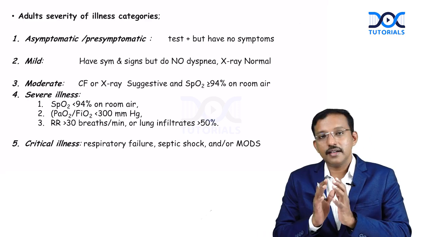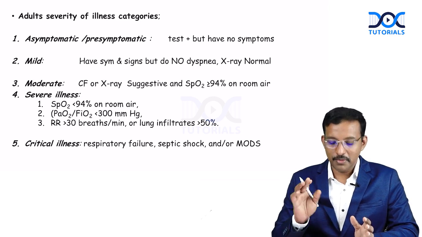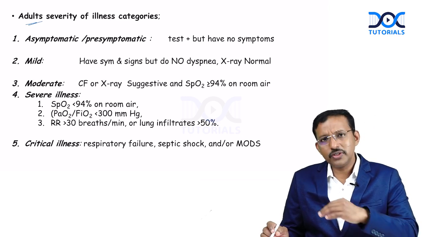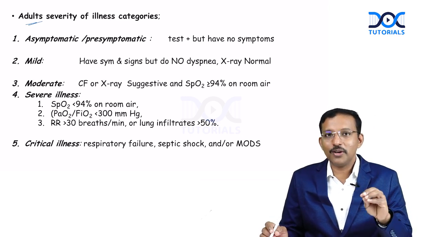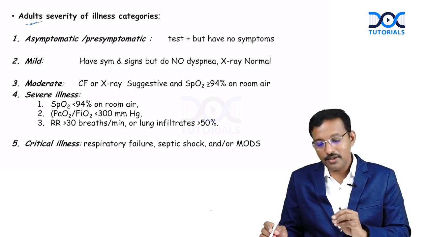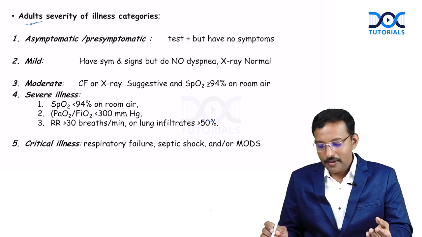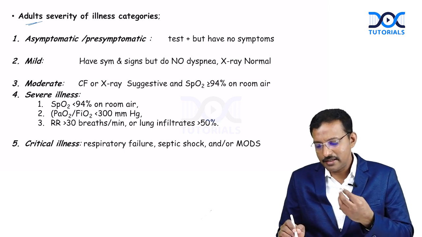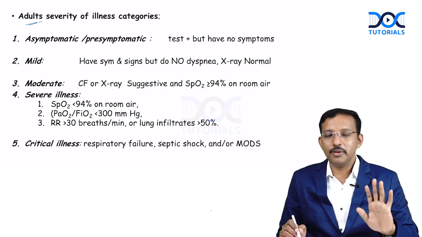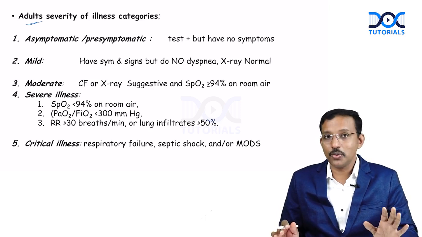Now please see the gradings which are provided. Probably this can be of help to you in your next exams, so please try to remember this. In adults, you classify them into five. Most of us during this time even roam around with test positivity with no symptoms. This is called an asymptomatic or pre-symptomatic patient. The test may be positive, but you have no symptoms. In mild COVID, we have symptoms like a small amount of running nose and mild fever. If you take an X-ray, it will be normal, and there is no dyspnea or shortness of breath. Then it is called a mild COVID case.